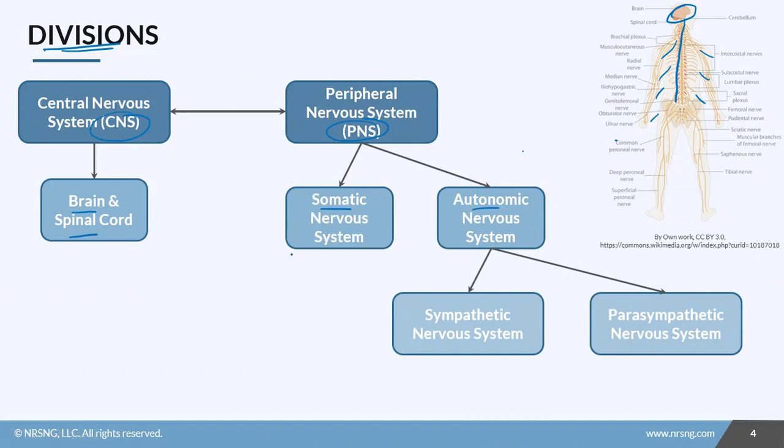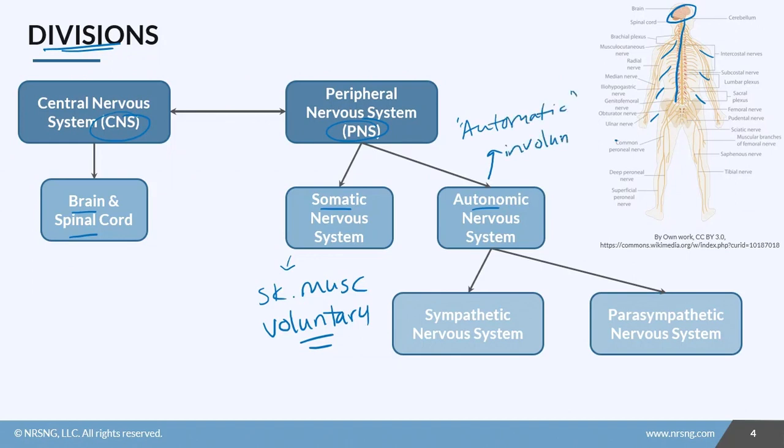Now, somatic, anytime you see somatic, I want you to think skeletal muscle, and I want you to think voluntary. So these are the things that go on in our body that we actually have control over. Then when you see autonomic, I want you to think automatic, or you can think of involuntary. So these are the unconscious things that happen in our body without us even knowing about it. Now, there's one more division after this, and this is the part that you're really going to see a lot. The autonomic nervous system is divided one more time into the sympathetic and parasympathetic nervous systems.